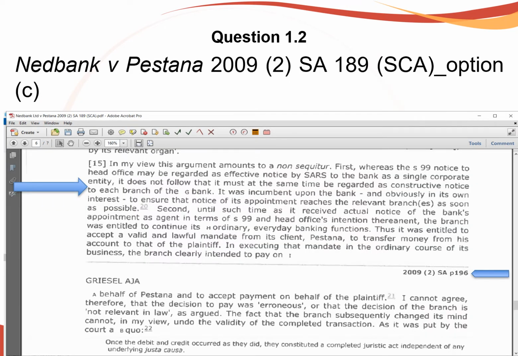For Netbank Business Bestana, and many of you chose to discuss this case, the answer could be found in paragraph 15, and you'll also see I make a reference to the page number where you can find the answer, which is page 196.